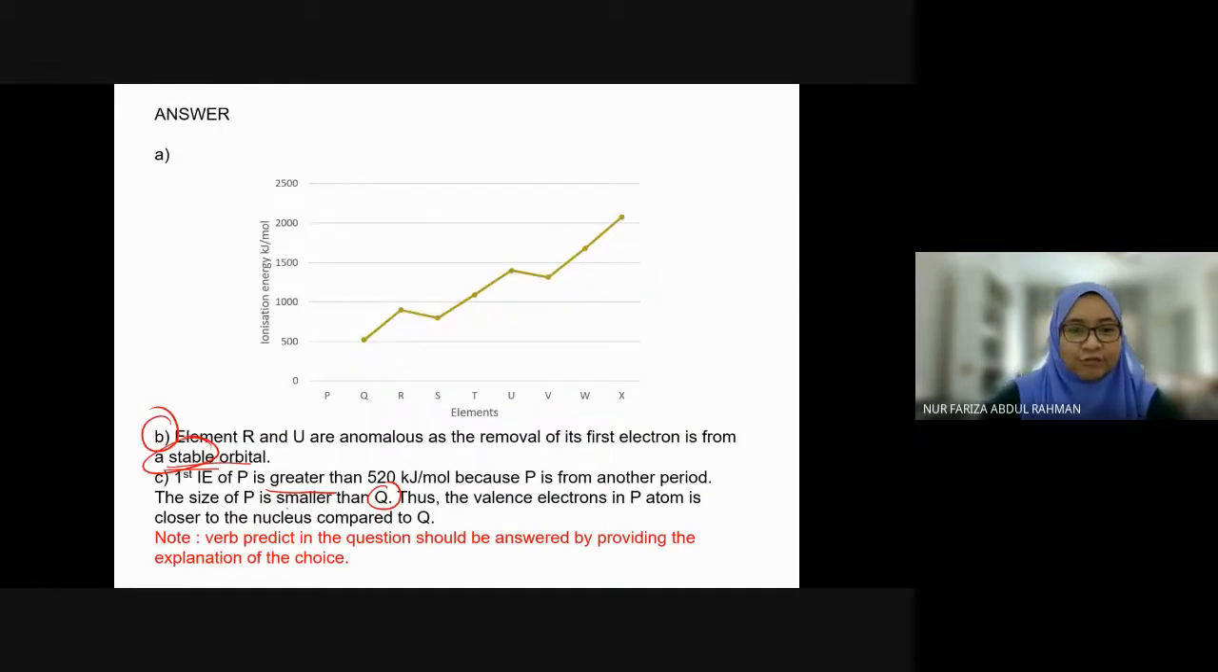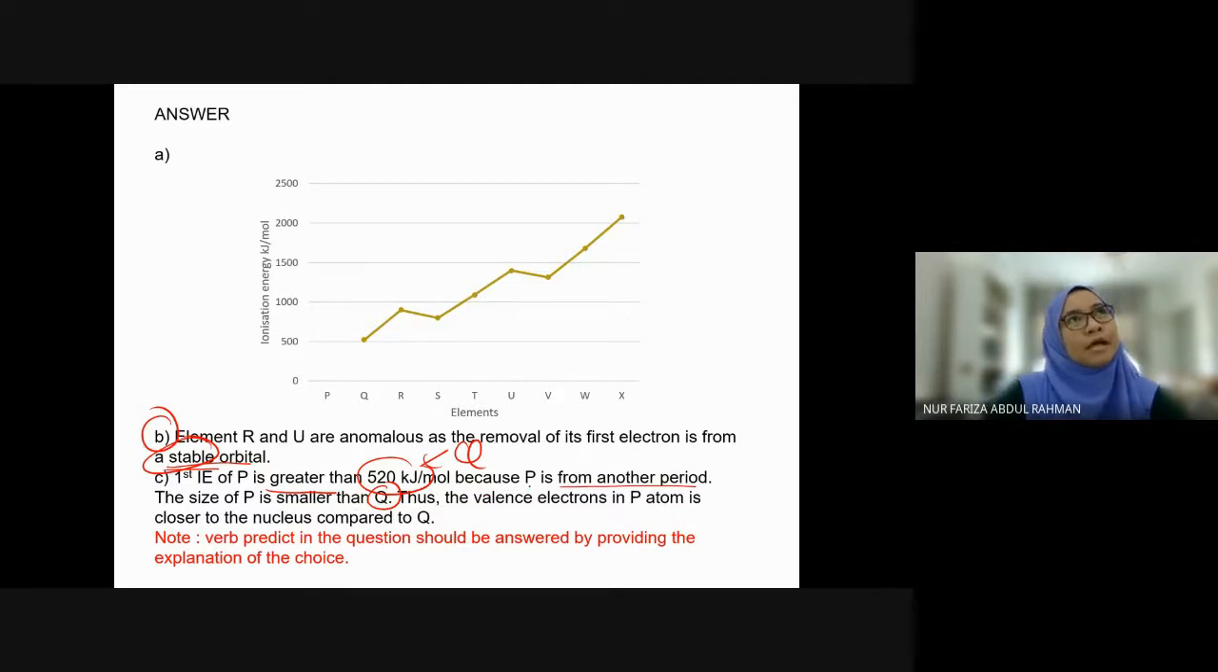Greater than Q. The answer is it should be greater than 520 kilojoules. So this belongs to Q. Why? Because P comes from another period, okay, or less.